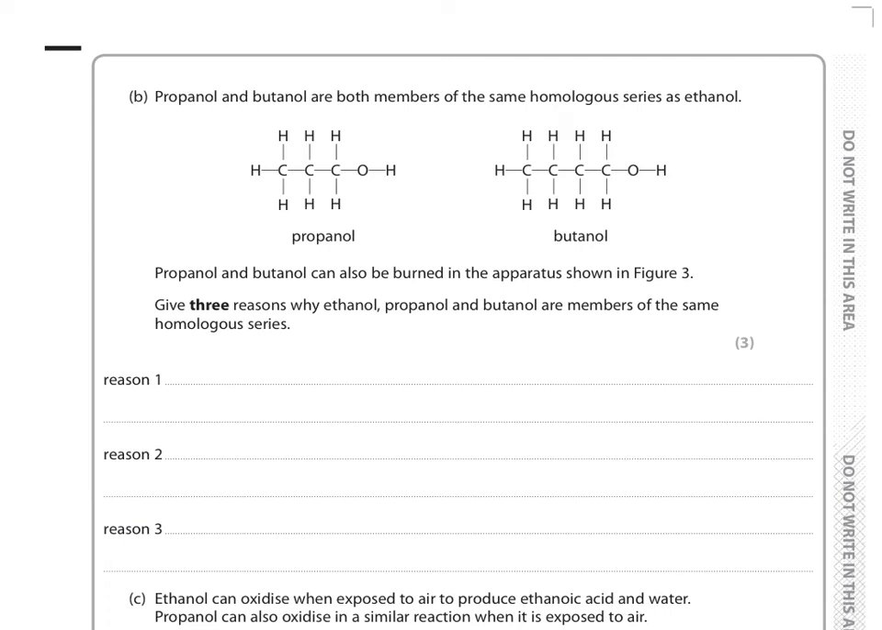Part B, it says propanol and butanol are both members of the same homologous series as ethanol. Propanol and butanol could be burned in the apparatus. Give 3 reasons why ethanol, propanol and butanol are members of the same homologous series. This is something that hopefully you've learnt. 3 reasons why the homologous series are the same.